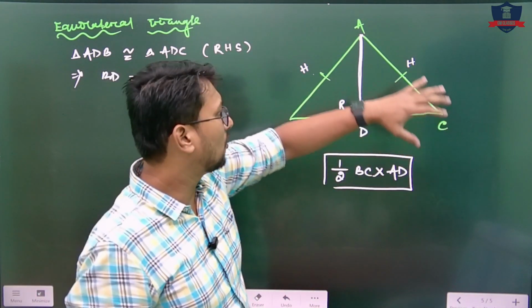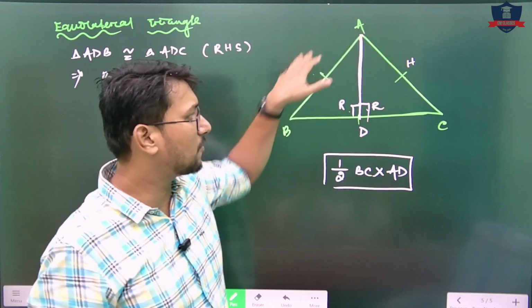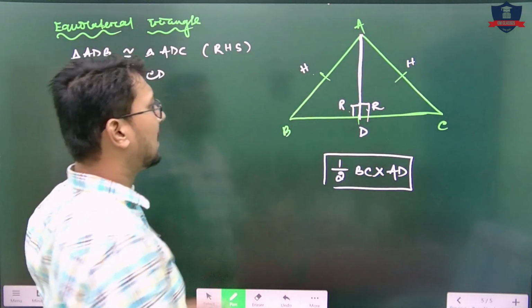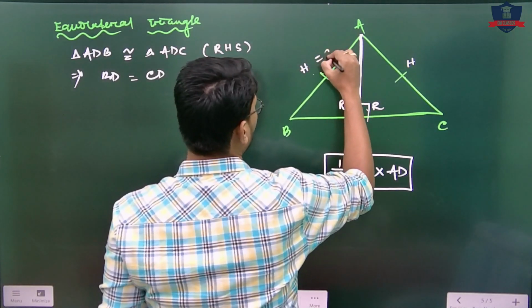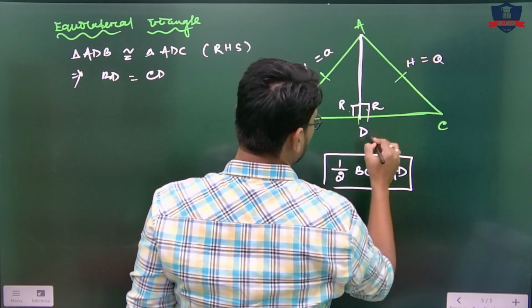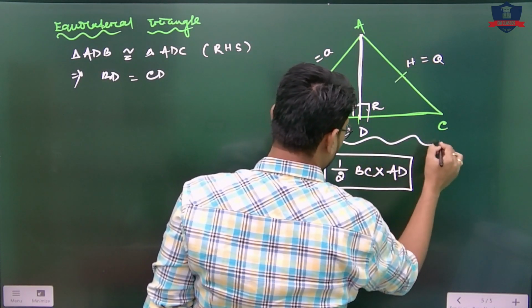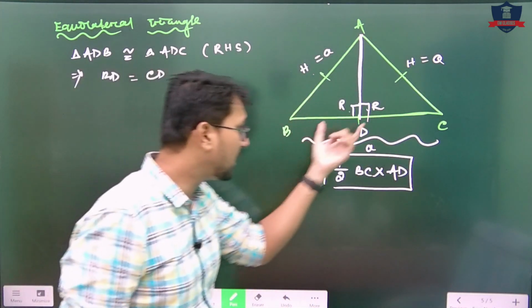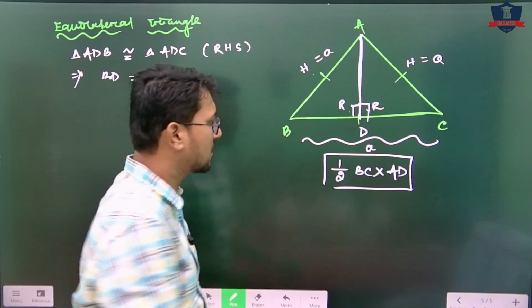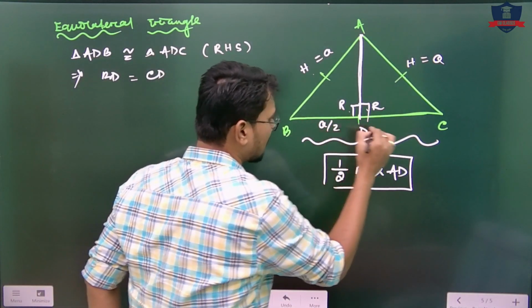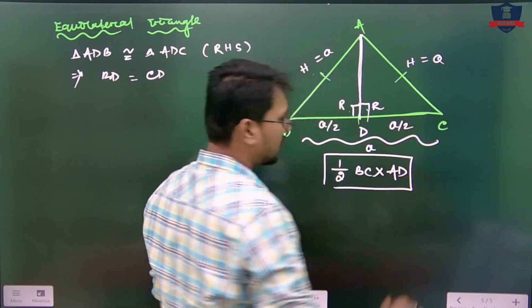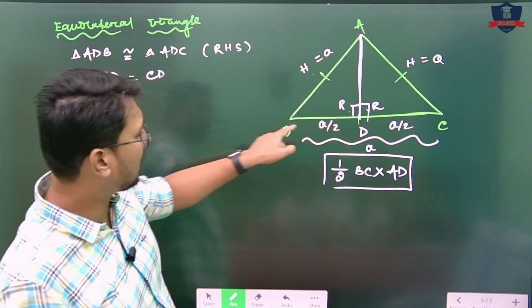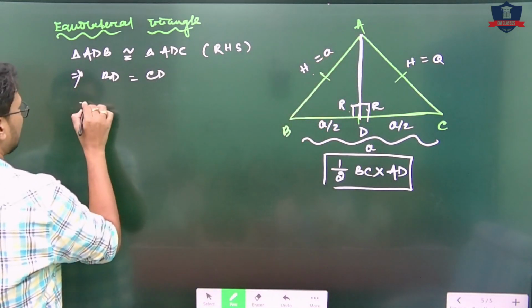Clear? Okay. Now ABC is which type of triangle? Equilateral triangle. We have taken equilateral. Let all sides be how much? A unit. So that means this BC is also A. If BC is A, but we have got BD equals DC, so what is the value of BD? What is the value of DC? Is that clear?